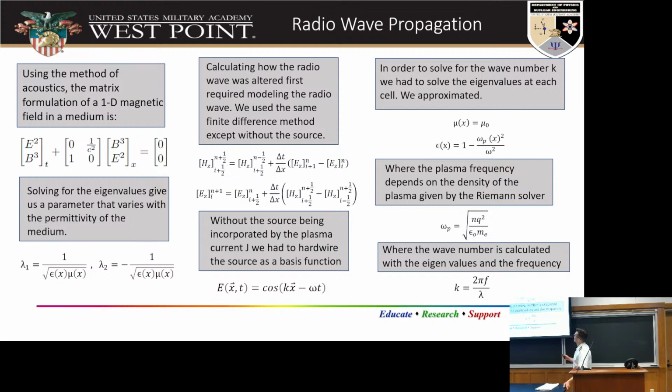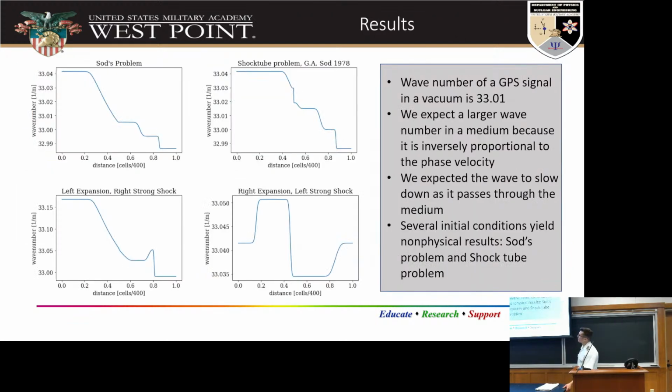And that is the wavelength calculated using the eigenvalues, which is the speed of the wave and the medium. So here's what we found based off of our Riemann solver. The wave number of a GPS signal in a vacuum is 33.01, and we found some very close values based off our normalization, or unnormalizing our constants.